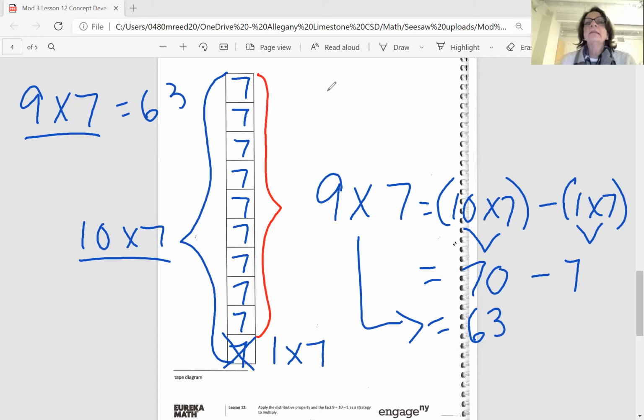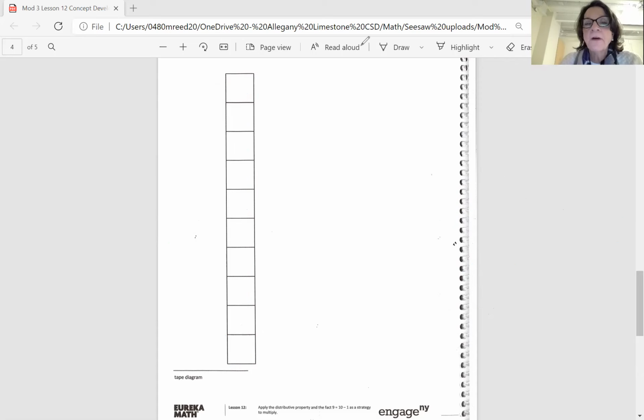All right, the last one. I'm going to let you guys do this one independently. And yes, you have to follow the same strategy that we've been doing, because the whole purpose of this lesson is to learn this 9s trick, okay? So the last one you're going to do is 9 times 9. We want the answer for 9 times 9. Think about what you're going to put in each one of those units. 9 equal groups of 9.